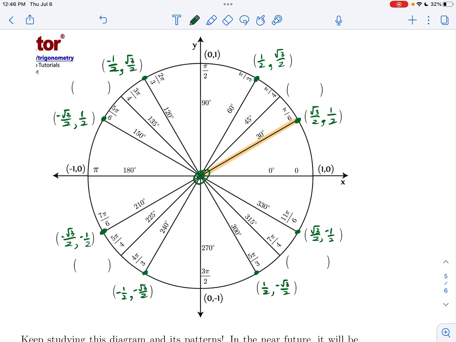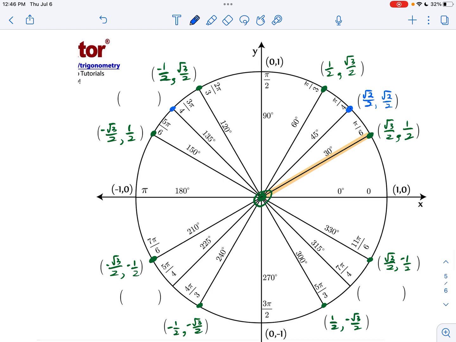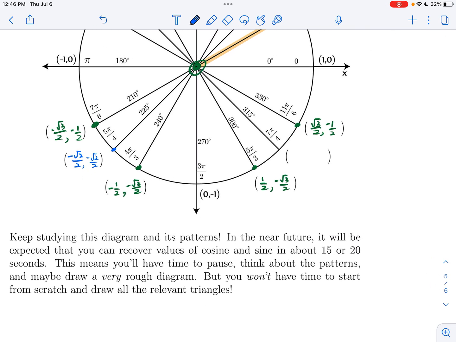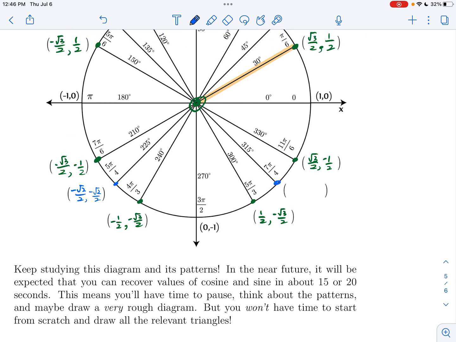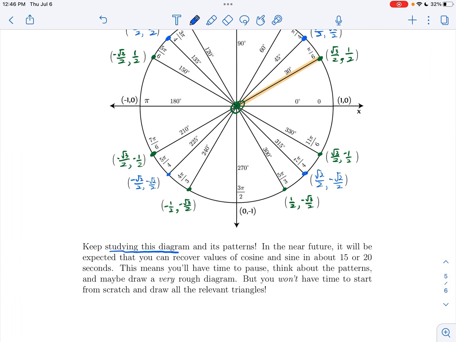For the ones that are left, those 45-degree ones, we know it's this number root 2 over 2 over and over again. We just have to pay attention to whether x and y are positive or negative. Over here, they're both positive. Over here, x is negative, but y is positive. Over here, they're both negative. And over here, x is positive and y is negative. So have this filled in and really keep studying this diagram and its patterns.